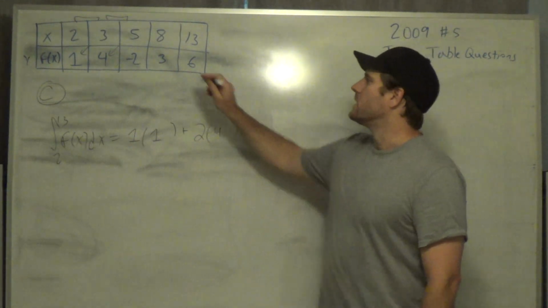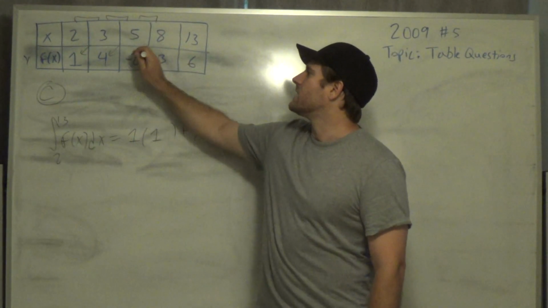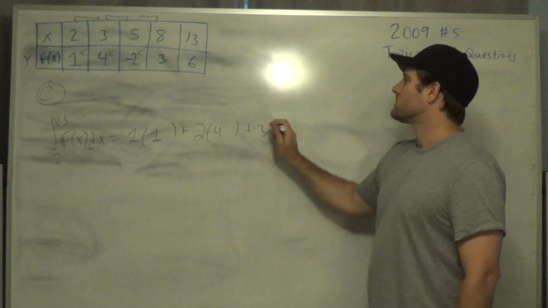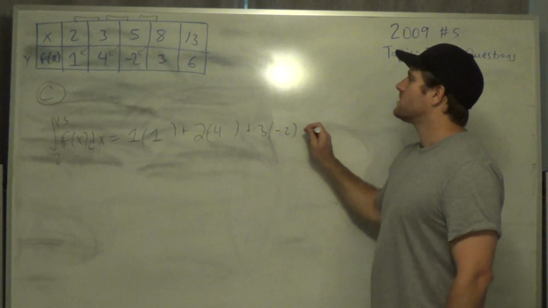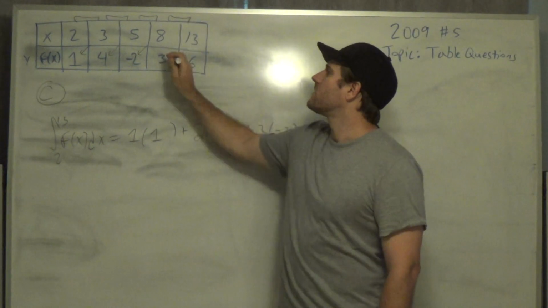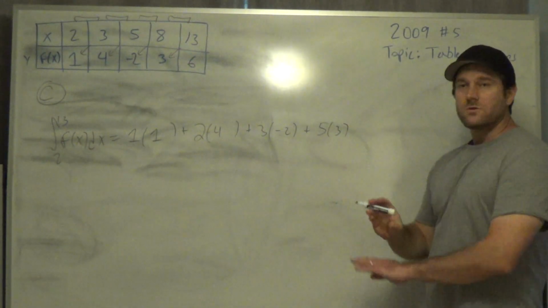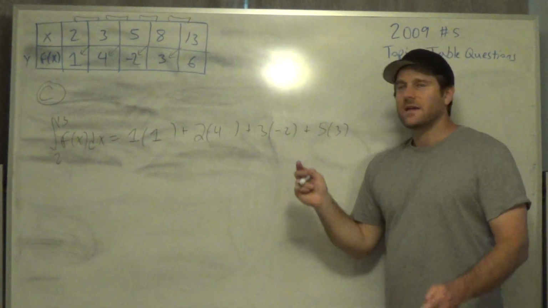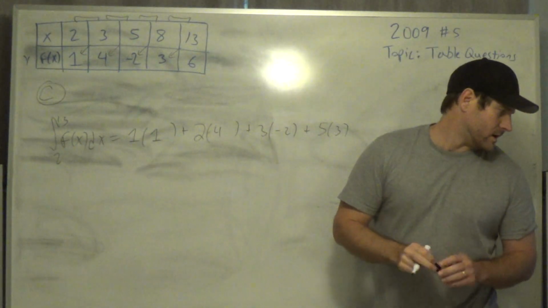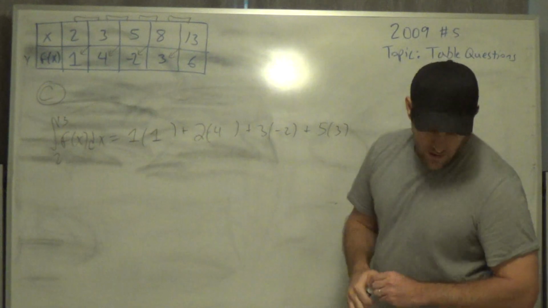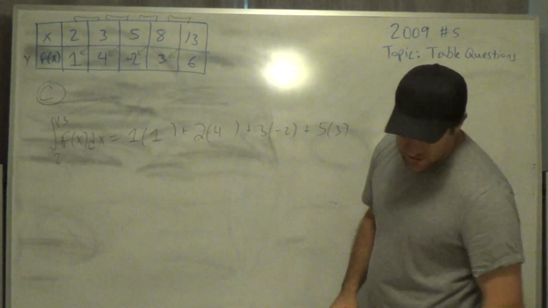I go to the next one. That's a 3 with the height of -2. So 3, height of -2, and then a 5 with a height of 3. Don't simplify it, you're done. If you simplify it, I think you get 18, or that's what it says on here. I don't know. I'm not simplifying it. Okay. And now let's go to part D.